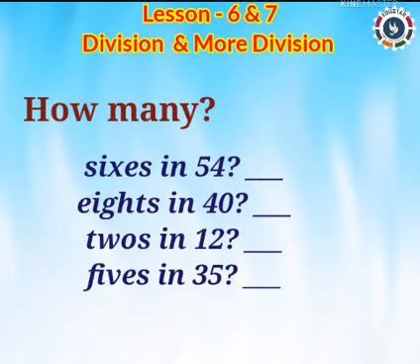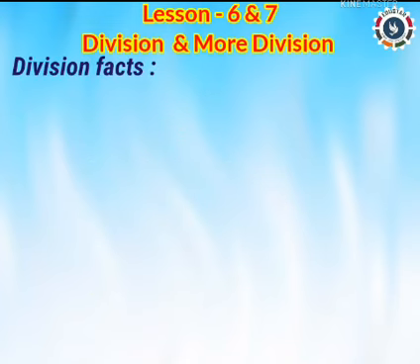Now find how many. How many 6s in 54? Yes, 9. How many 8s in 40? Correct, 5. How many 2s in 12? Yes, 6. How many 5s in 35? Yes, 7. Now let's find the division facts.